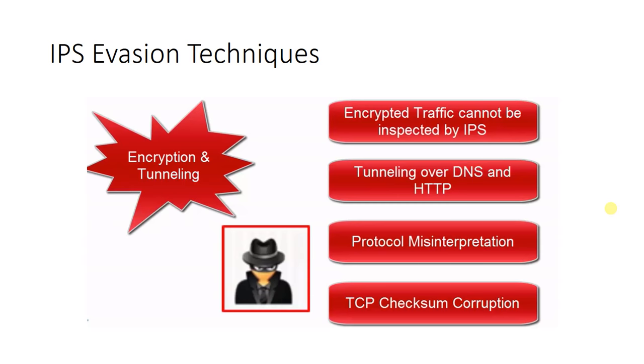Attackers can also try to evade detection by causing the IPS sensor to misinterpret the end-to-end meaning of network protocols and see traffic differently from the target, in a protocol level misinterpretation attack. The attacker could intentionally corrupt the TCP checksum of specific packets to confuse the IPS sensor that doesn't validate the TCP checksum.